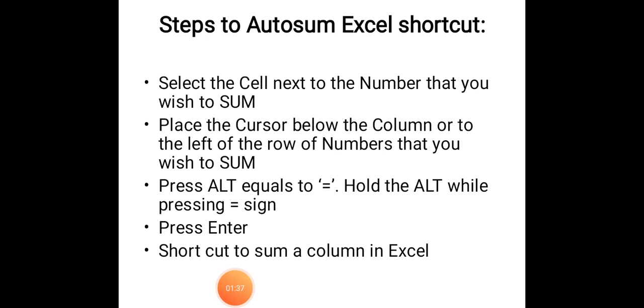Steps to AutoSum in Excel. First one is, select the cell next to the number that you wish to add. Second one is, place the cursor below the column or to the left of the row of numbers that you wish to sum. Third one, press Alt equal to, hold the Alt while pressing the equal to sign. Press Enter, the shortcut to sum the column in Excel.